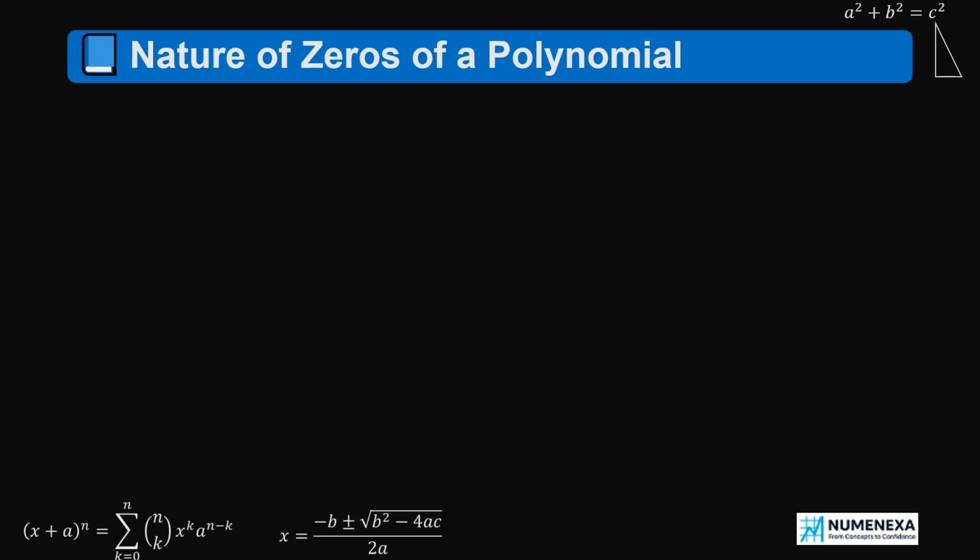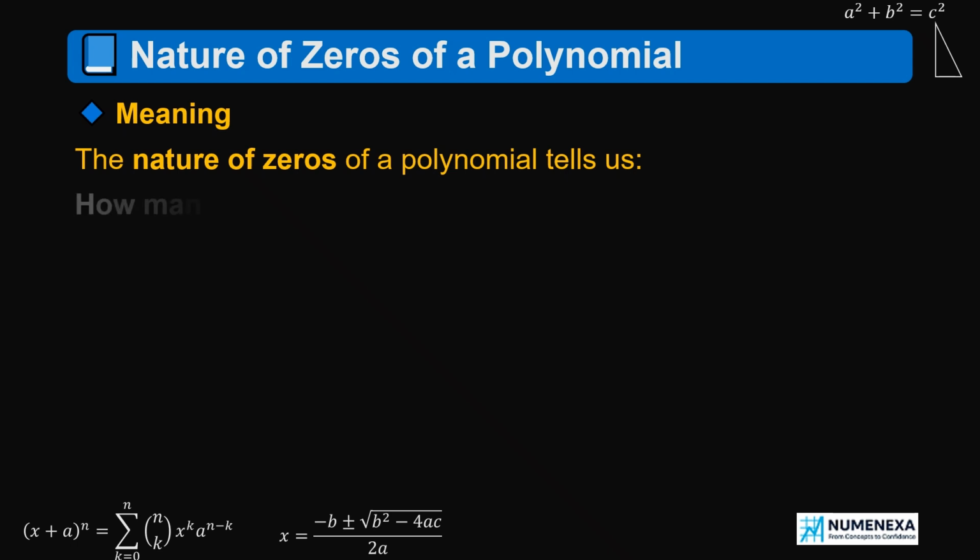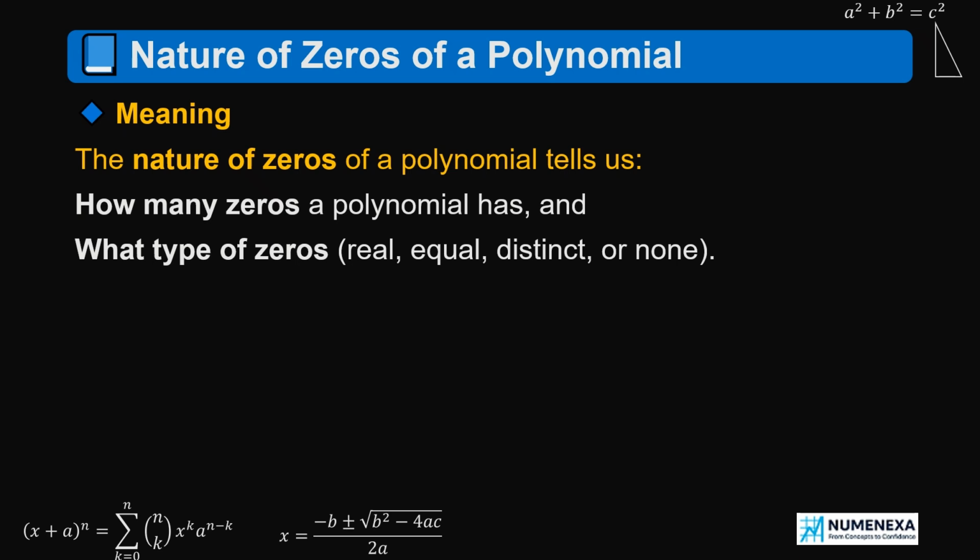What is the meaning of nature of zeros of a polynomial? The nature of zeros of a polynomial tells us how many zeros a polynomial has and what type of zeros: real, equal, distinct, or none.